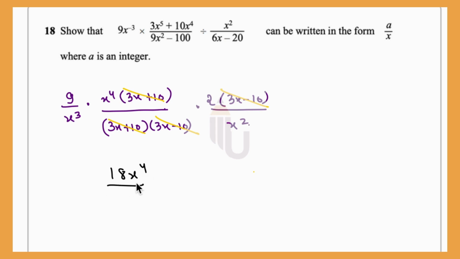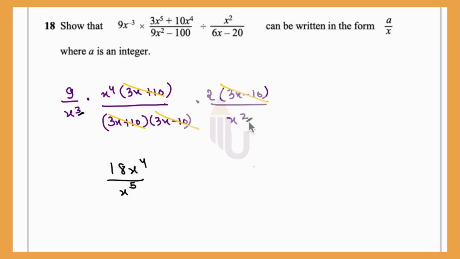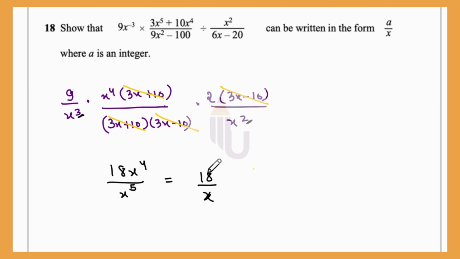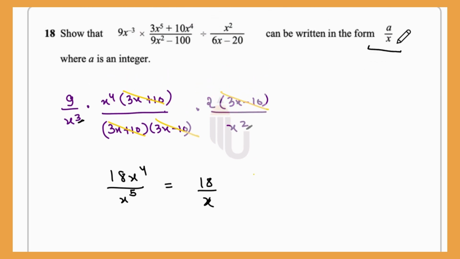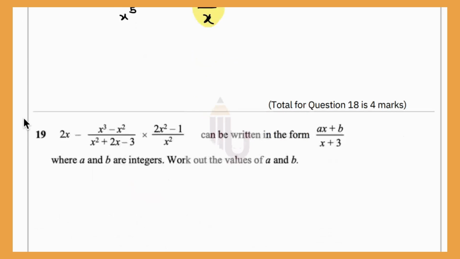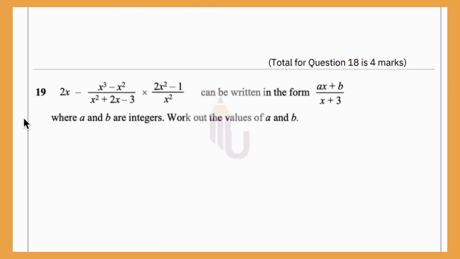18x to the power 4 over x to the power 5. This is 3 and this is 2, so 3 plus 2 will be 5. We are just using law of indices. So that will be finally of the type 18 over x. They want us to write it in the form of a over x, where a is an integer, so we are done. It is 18 over x, that will be the final answer. And then the last question.